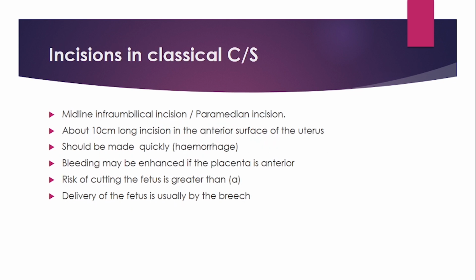So now, incisions in classical cesarean section. It's better to use midline infraumbilical incision. Some even advocate the use of paramedian incision, but most of us hardly use paramedian incision. Then the incision has to be about 10 centimeters long in the anterior surface of the uterus. Then it should be made as quickly as possible because of the risk of hemorrhage. And when the placenta is anterior, there may be more bleeding. Then the risk of inadvertently cutting the baby is greater compared to low segment incision. Then usually you may have to deliver the baby by breech.